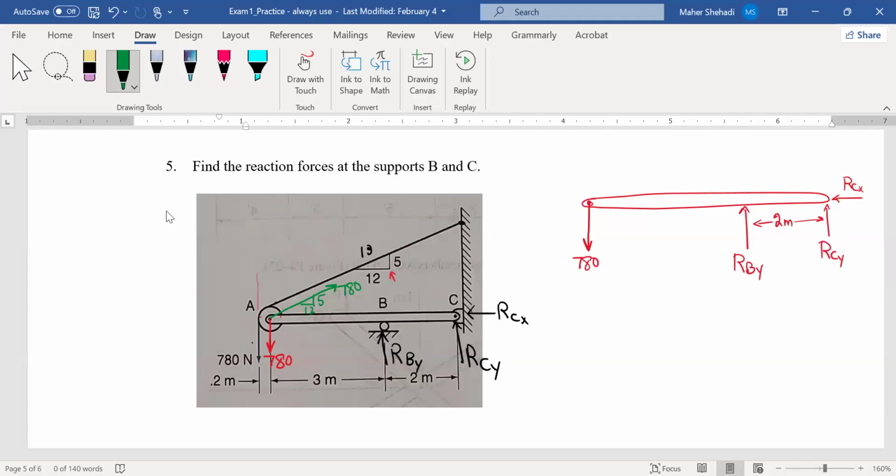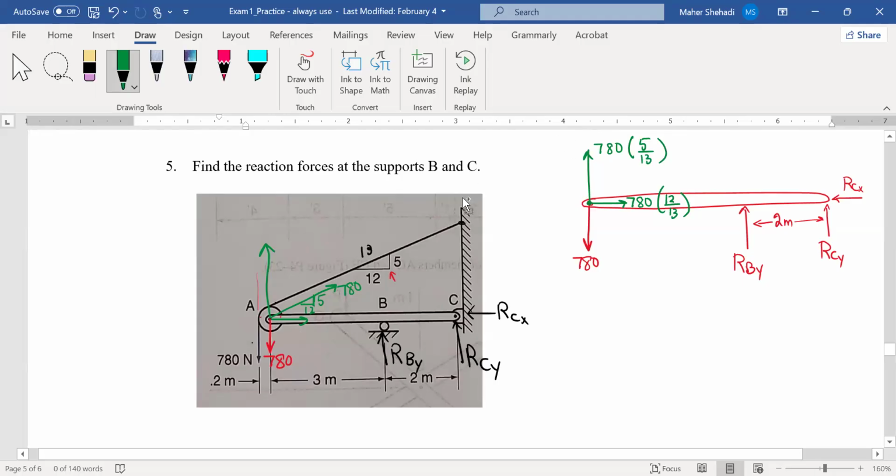5, 12, 13. So I'm going to decompose this one time in the X and one time in the Y. So I got here 780 times 12 over 13, 780. And then 5, the Y, 5 over 13. Okay, so now this becomes a regular equilibrium problem. We should know how to solve this.